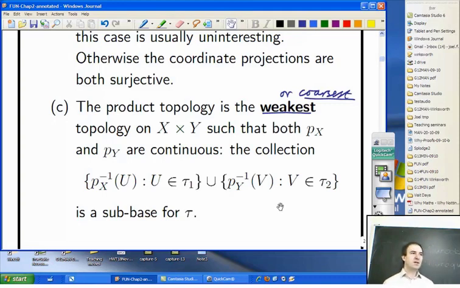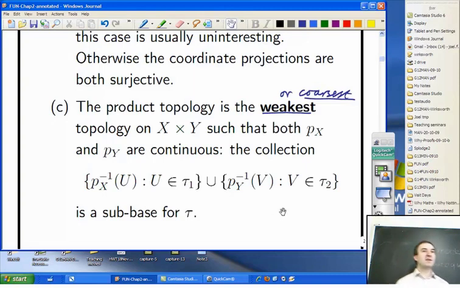And then what you do is you say they have to be open, finite intersections of open sets have to be open, so you have to allow intersecting finitely many of these together, some from each, and then arbitrary unions of open sets have to be open, so you allow arbitrary unions of intersections of finitely many of these, and that gives you your topology on the product space.